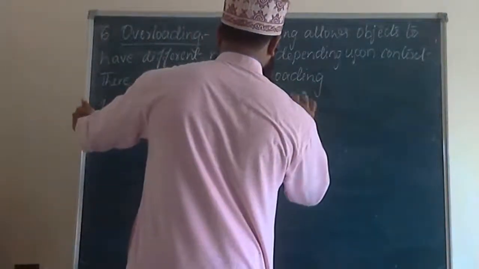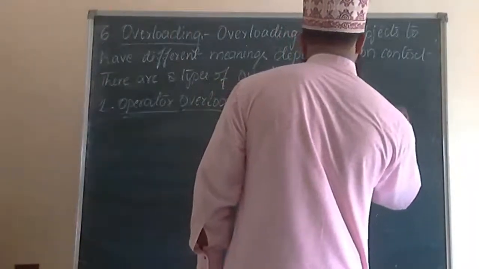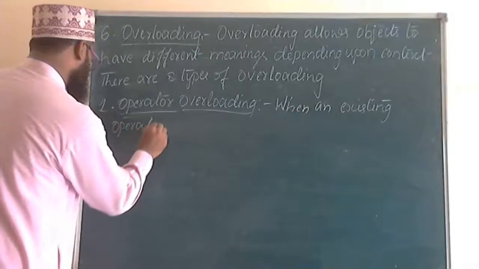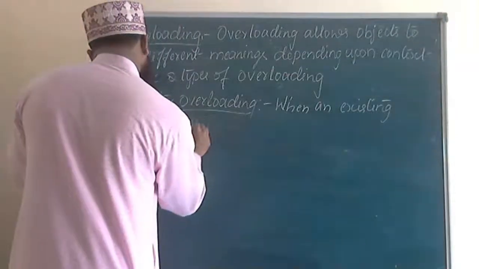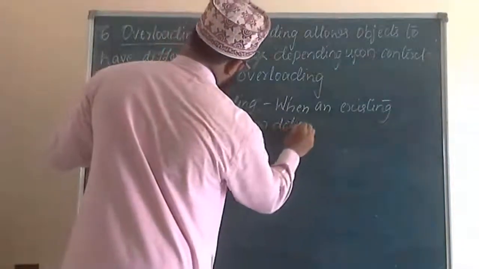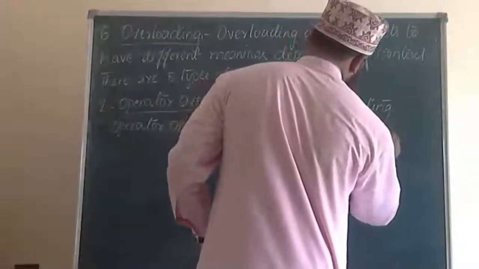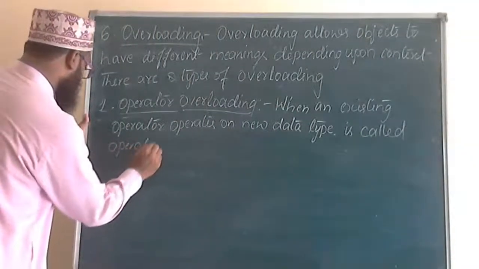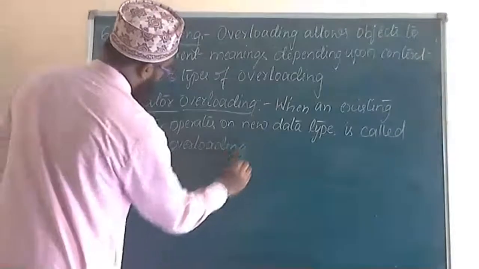When an existing operator operates on a new data type, it is called operator overloading. Okay, I will give you an example.